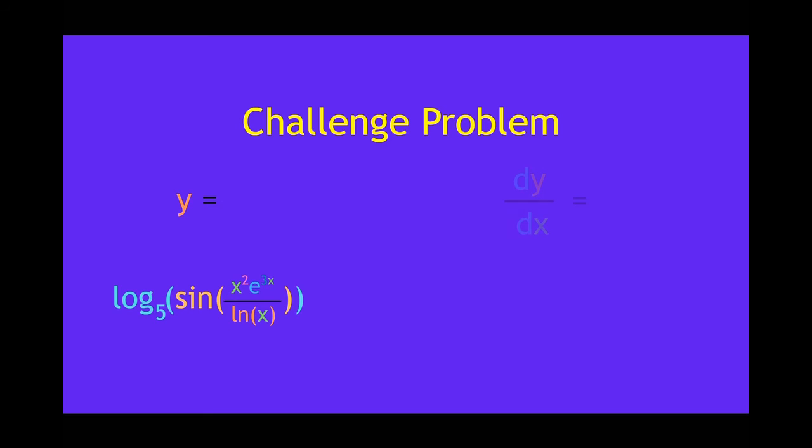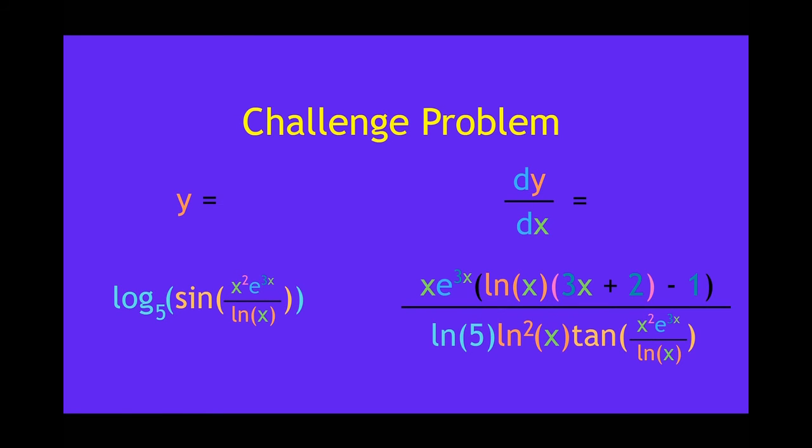So the derivative of this function is x times e to the 3x times the natural log of 3x plus 2, minus 1 divided by the natural log of 5 times the natural log squared of x times the tangent of x squared times e to the 3x divided by the natural log of x.